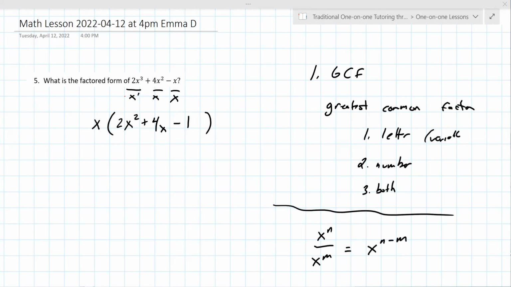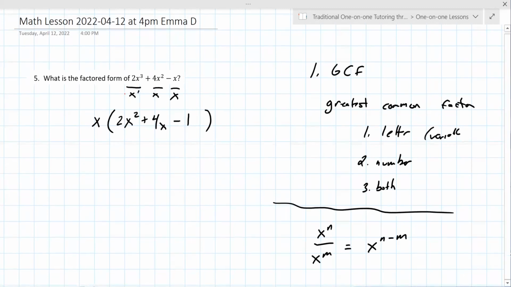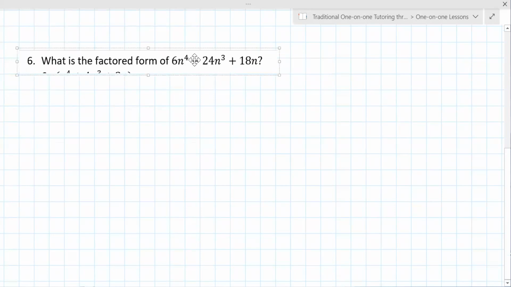Yeah. Okay. So what I want you to do here for number 6 is try to do the same thing for me, but this time there is both a letter and a number, but let's just focus on the letter here for the first part. I want you to divide each of these by n.